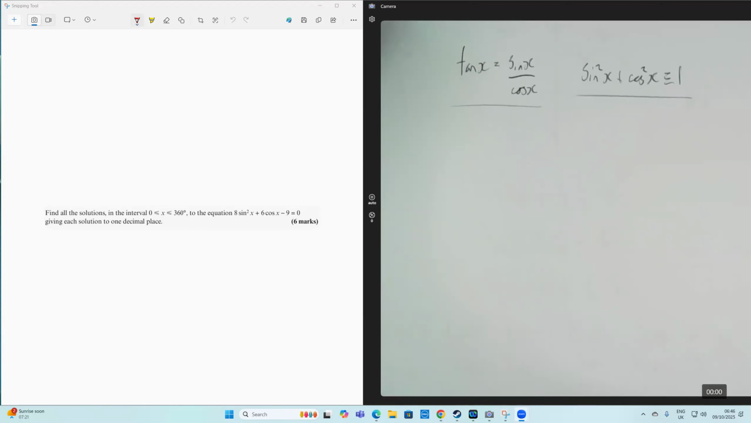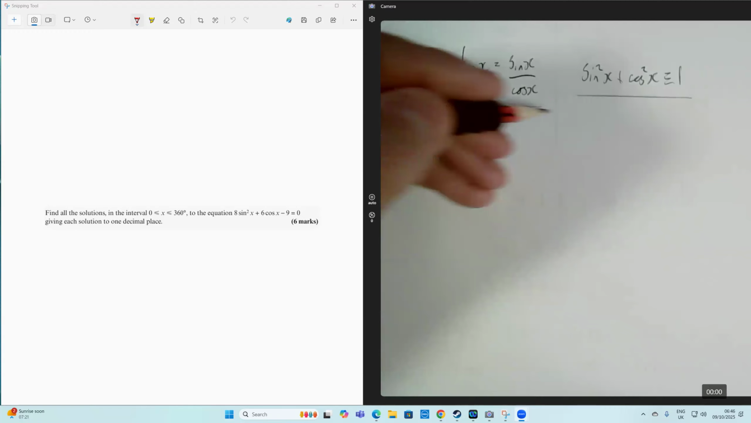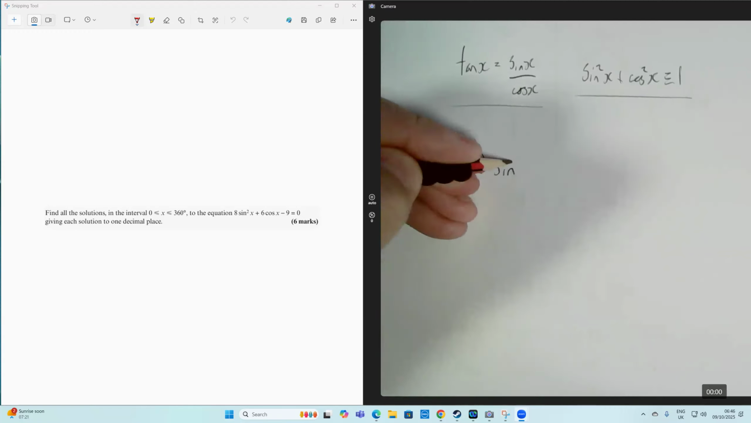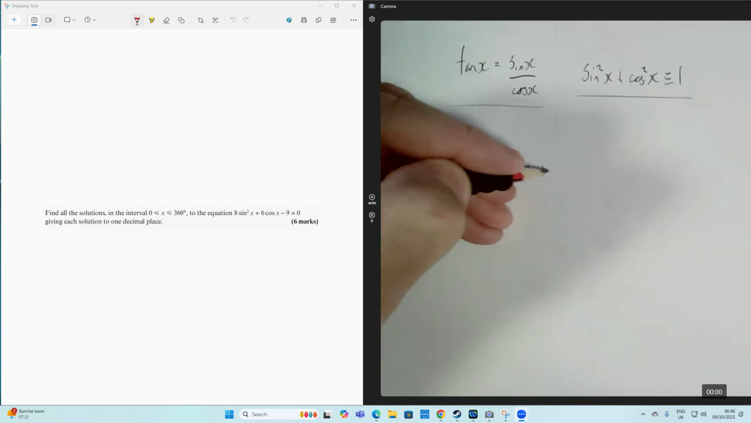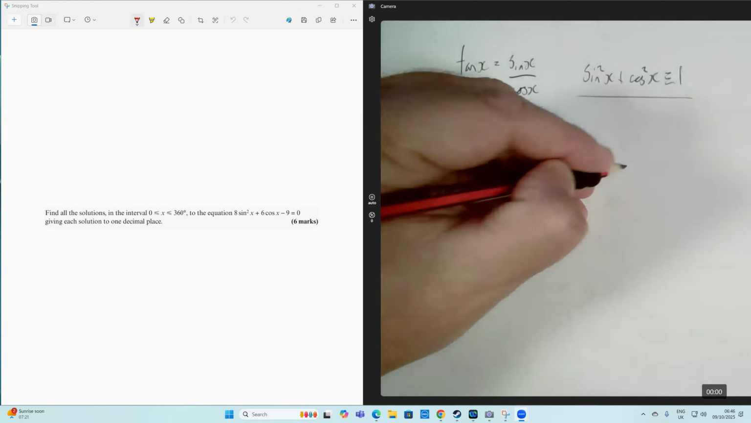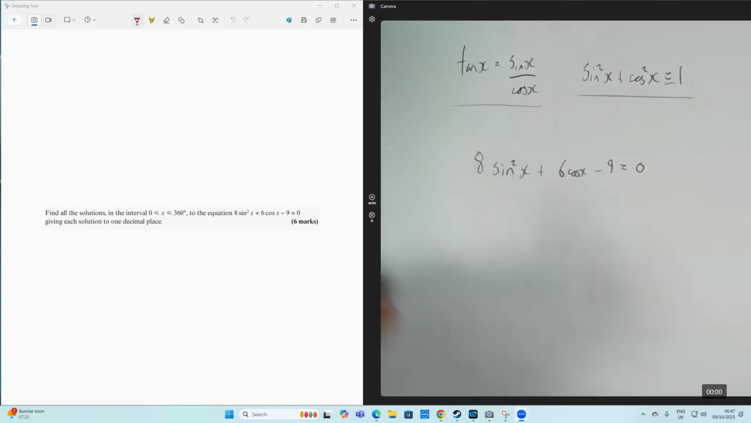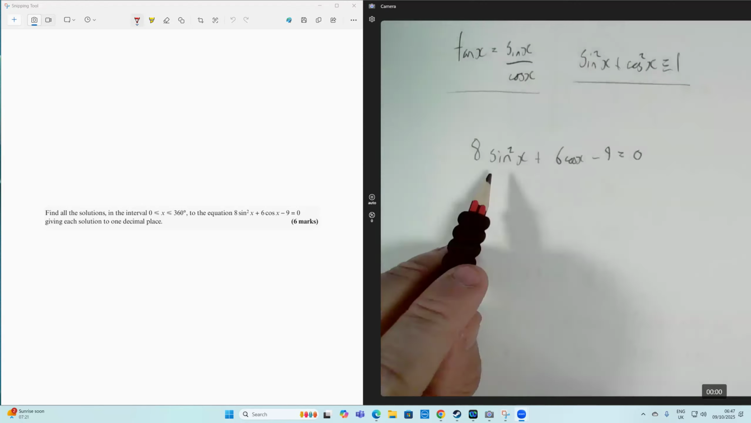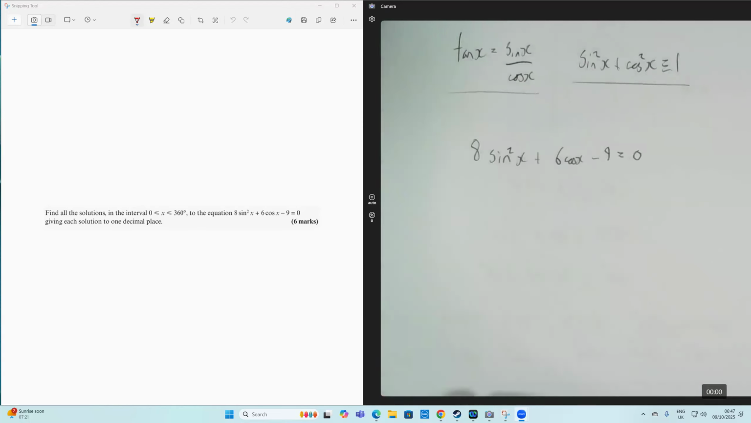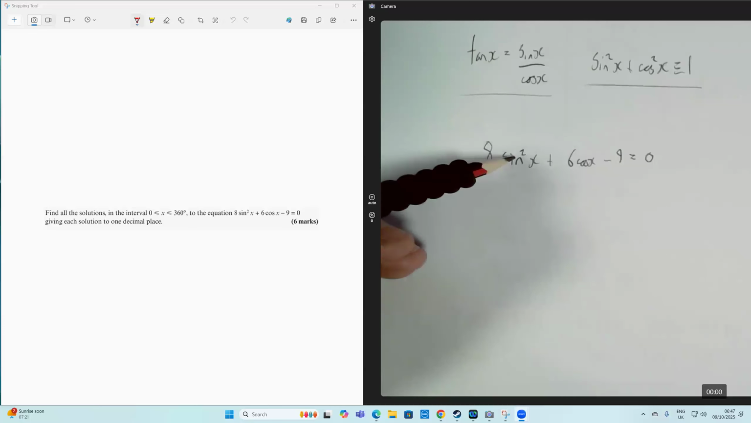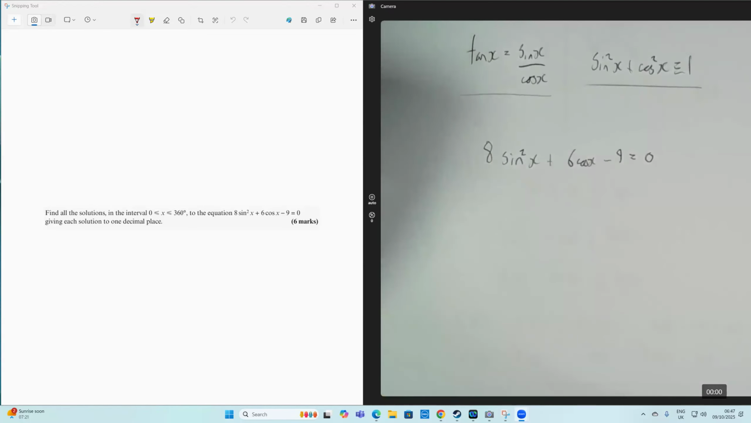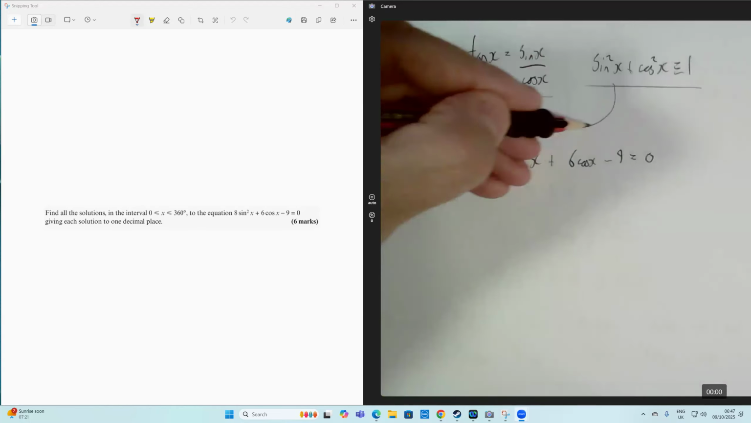So these are really helpful to help us solve certain types of equation, like this one here, for example. We've got 8 sine squared x plus 6 cos x minus 9 is equal to 0. Now, the problem we've got here in this particular question is you can't solve an equation when you've got two different kinds of variables. It's like having 8y squared plus 6x minus 9. So we need them both to be the same. And this is where our identity comes in.